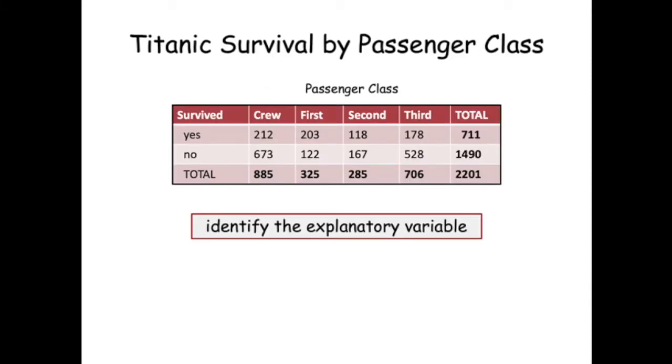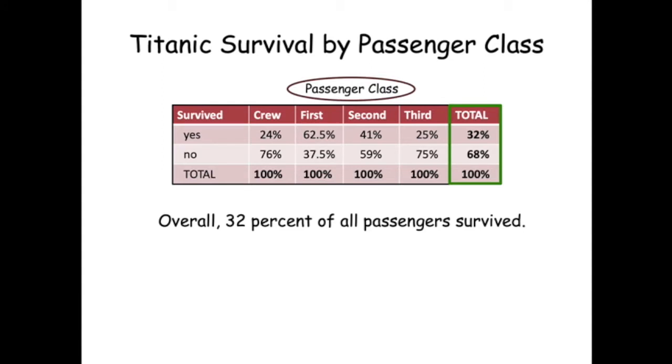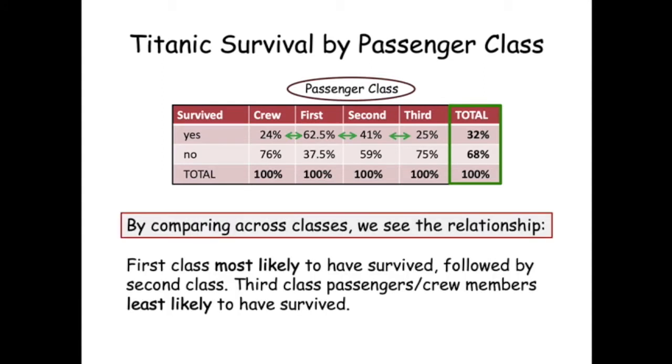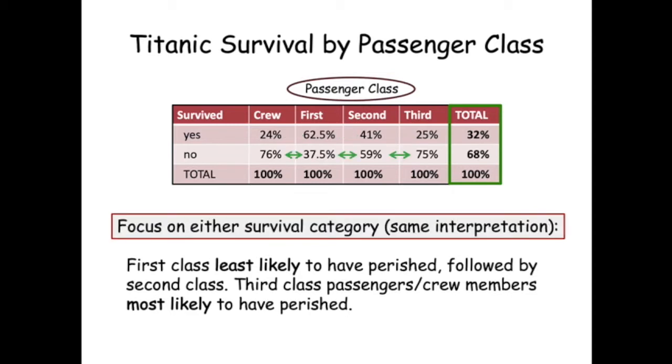This table shows the relationship between passenger class and survival on the Titanic. Before getting percentages, we identify the explanatory variable, which is passenger class. From the marginal total, we see that less than 1/3 of all passengers survived. But when we compare percentages across passenger class, a relationship emerges. Nearly 2/3 of first-class passengers survived, and third-class passengers and crew members were least likely to survive. Because there are only two survival categories, we only need to examine one of them. The interpretation is the same.